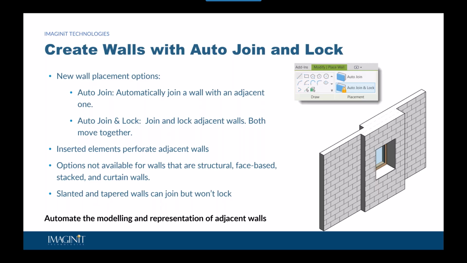The auto join and lock options are only available while using the architectural walls. These options are not available when modeling structural walls, face-based walls, stack walls, and curtain walls. Newly created slanted walls cannot align with the existing slanted or tapered wall, so the auto join and lock does not work for these scenarios. You can use auto join in this case. Existing adjacent walls modeled in previous Revit versions will not automatically join when upgrading to a new version.